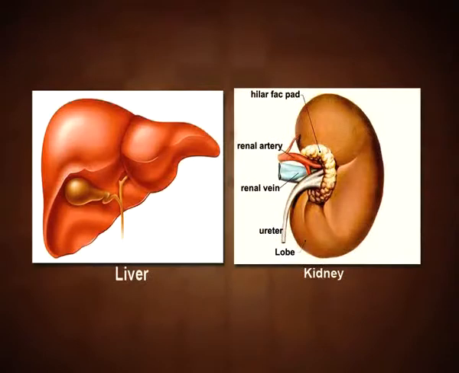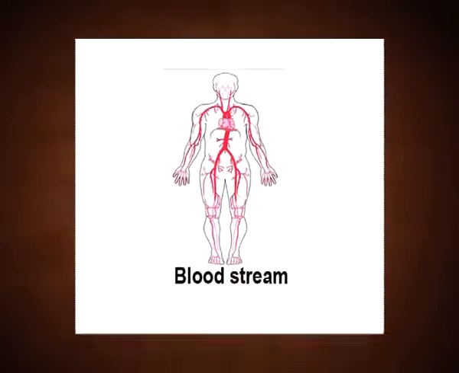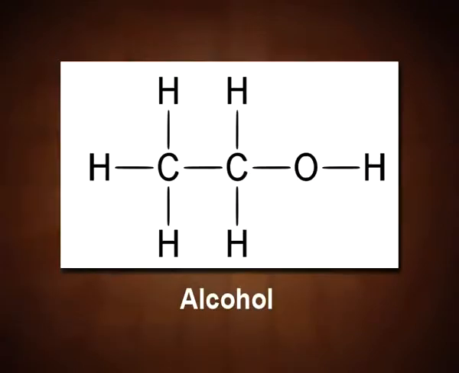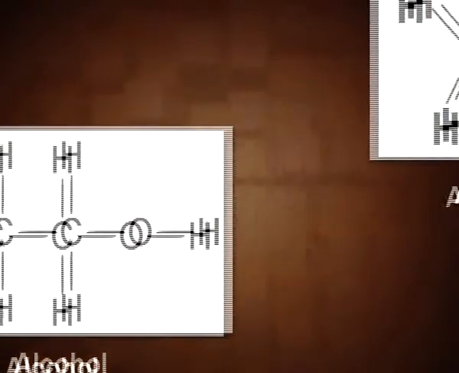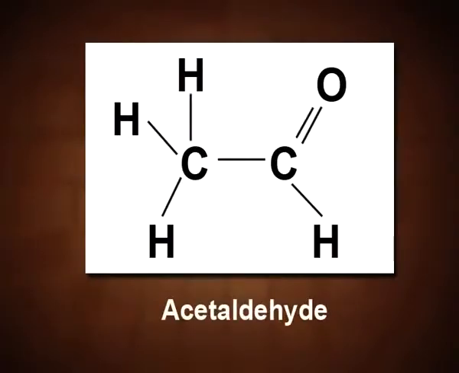These oxidative reactions are particularly important in liver and kidney cells for detoxification of various toxic molecules that enter the bloodstream. For instance, 25% of the ethanol we drink is oxidized to acetaldehyde in this manner.